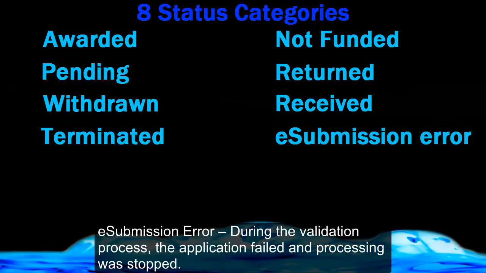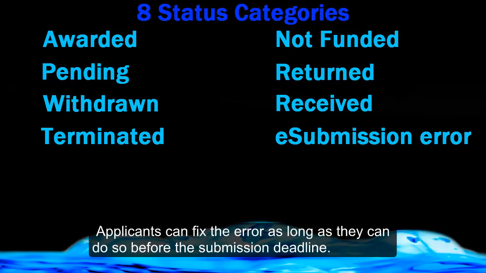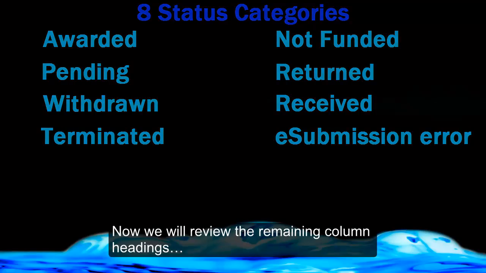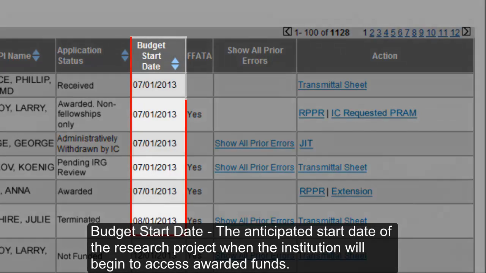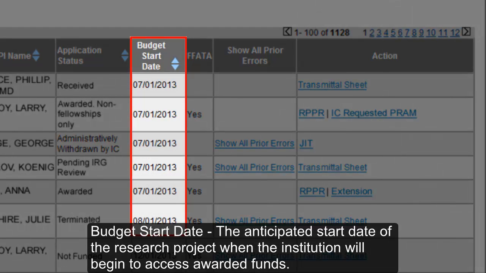E-submission error. During the validation process, the application failed and processing was stopped. Applicants can fix the error as long as they can do so before the submission deadline. Now we will review the remaining column headings. Budget start date. The anticipated start date of the research project when the institution will begin to access awarded funds.